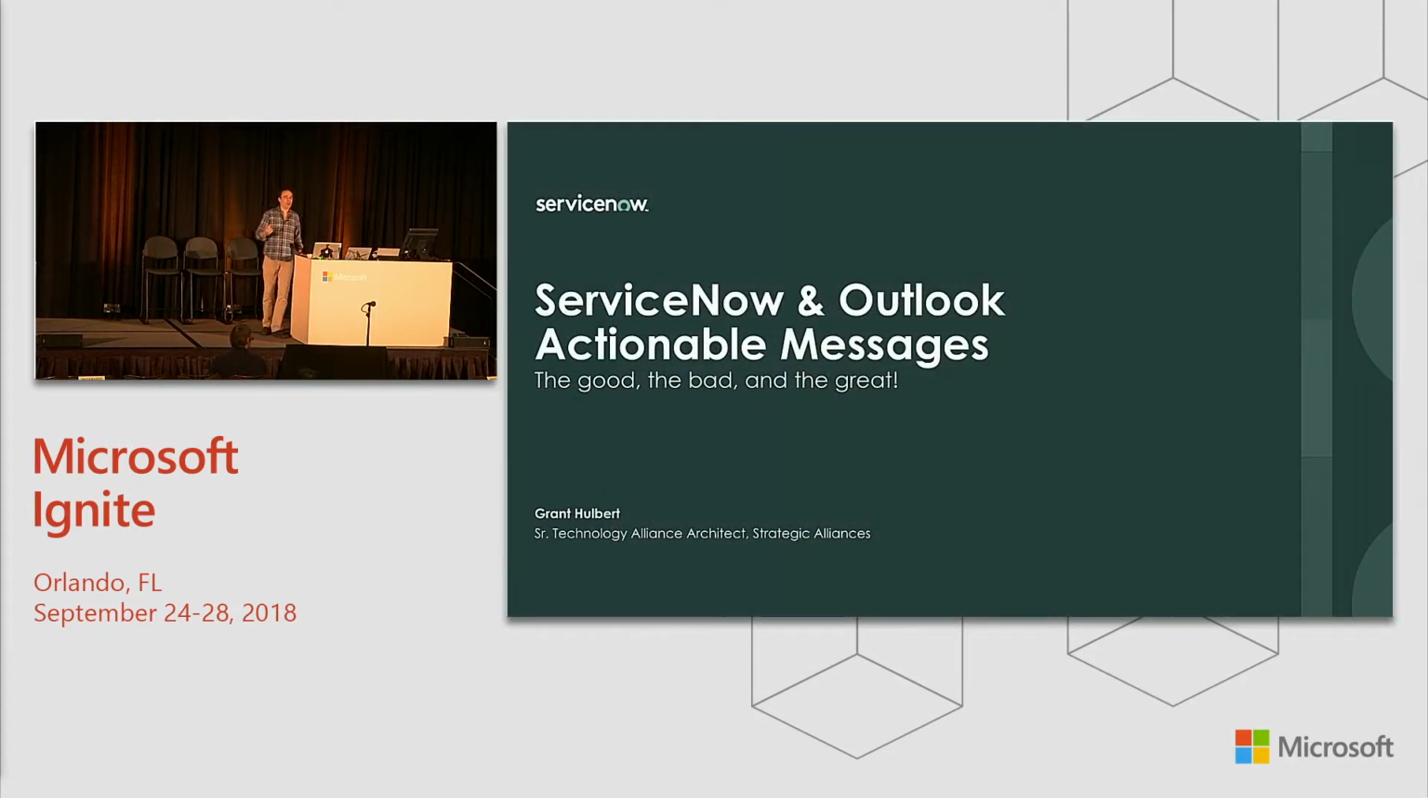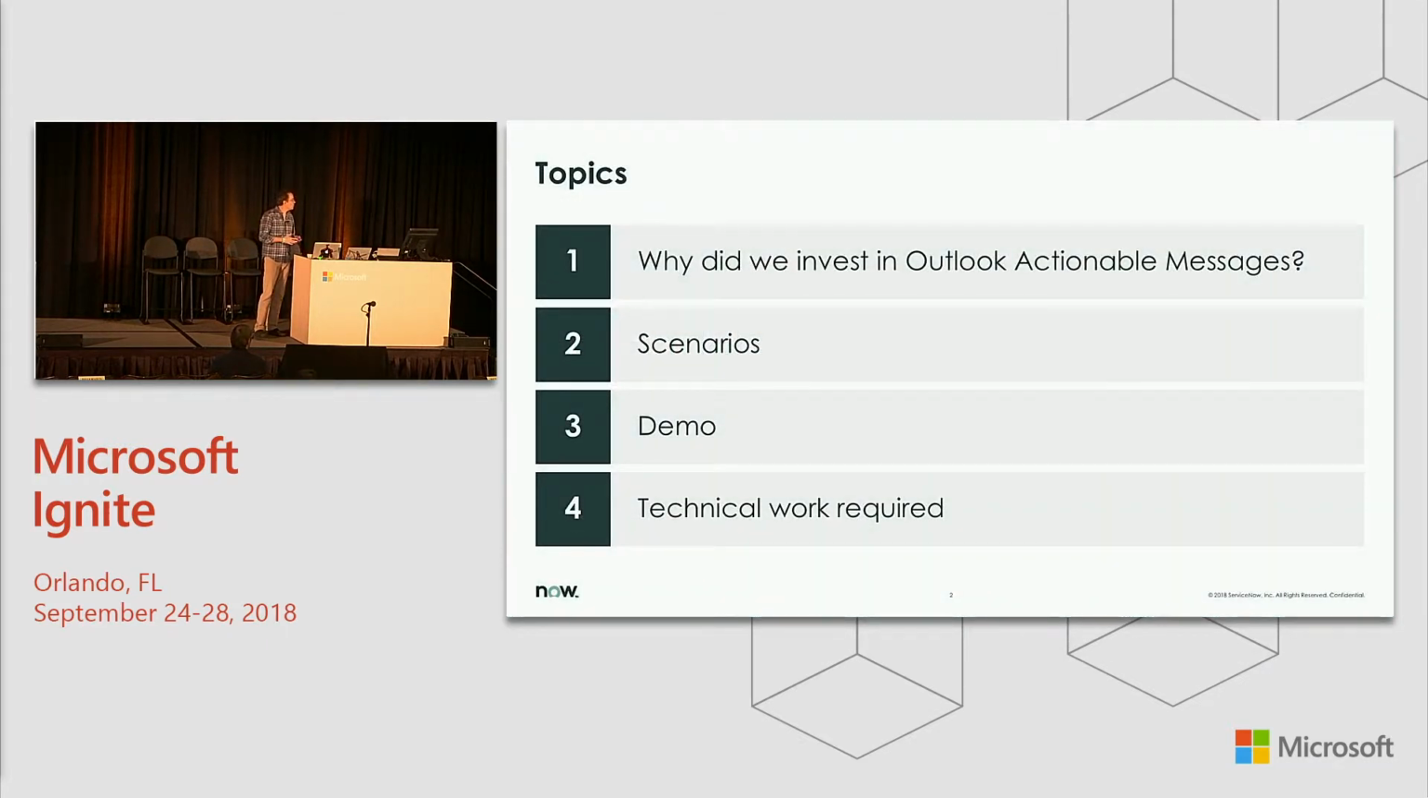So I'm here to talk to you about the great, the bad, and mostly good. So just real-world experience implementing this. First of all, why is it that we invested in Outlook Actionable Messages in the first place? I'll move on to two scenarios that are very important to our customers. I'll give you a live demo with real email showing this stuff actually functioning. And then I'll give you an idea of what the technical work was required to do this.